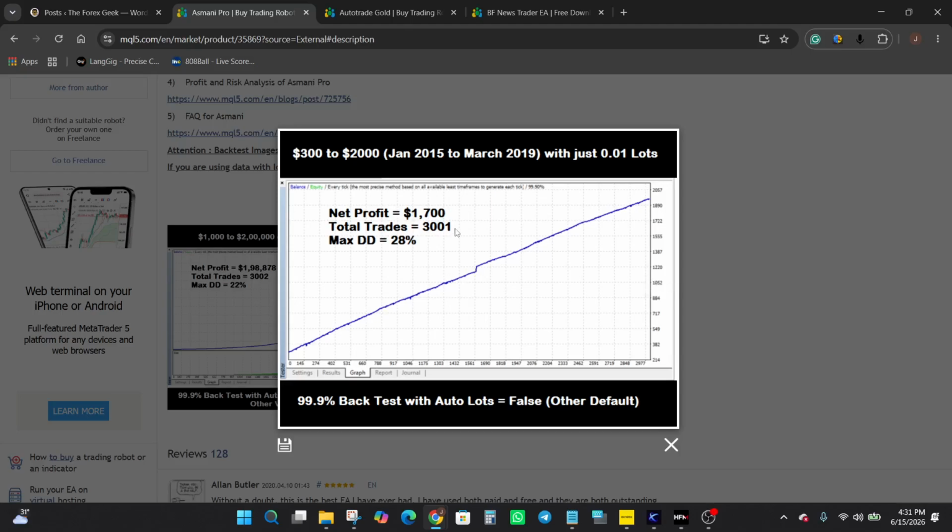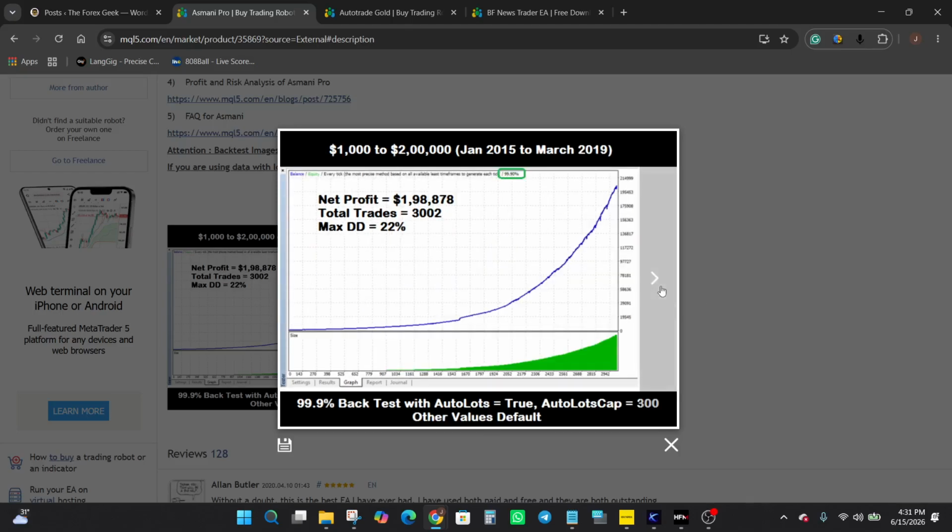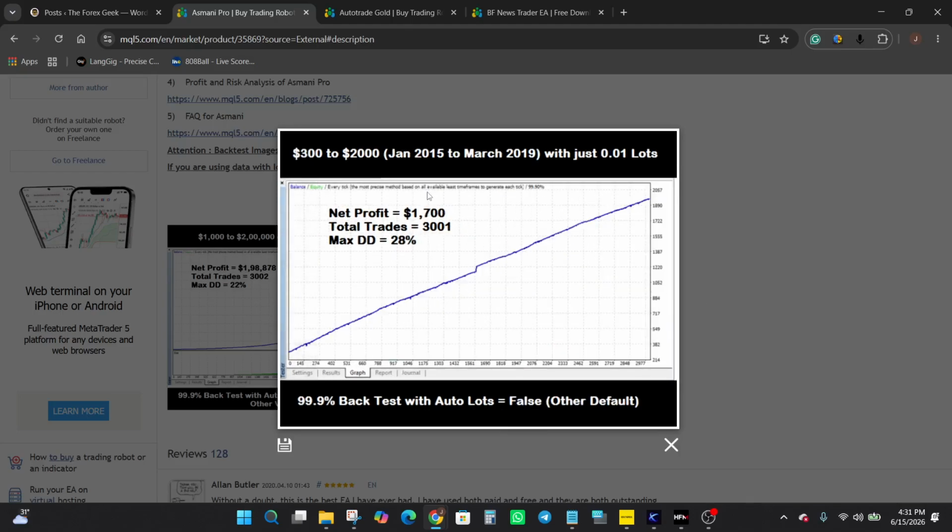And then I can also see here this shows 1,000 to 200,000. This shows 300 to 2,000. So net profit was about $1,700. Total trades 3,001. Maximum drawdown 28%. This shows with just 0.01 lots.